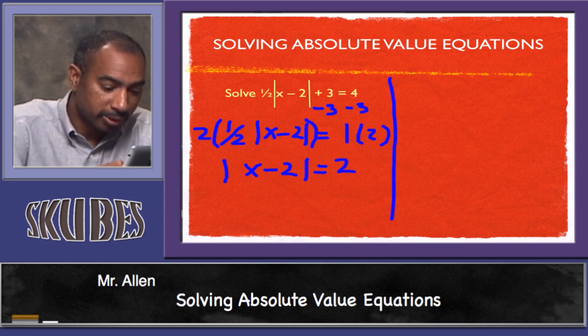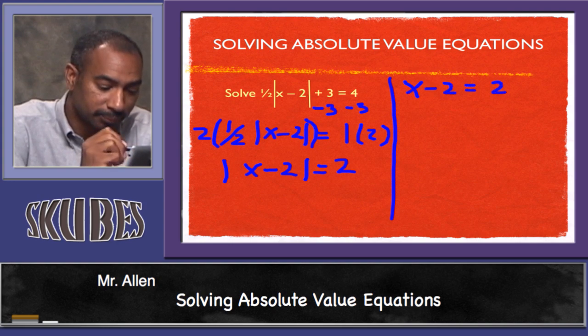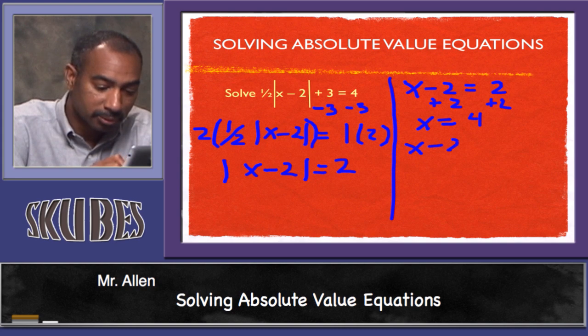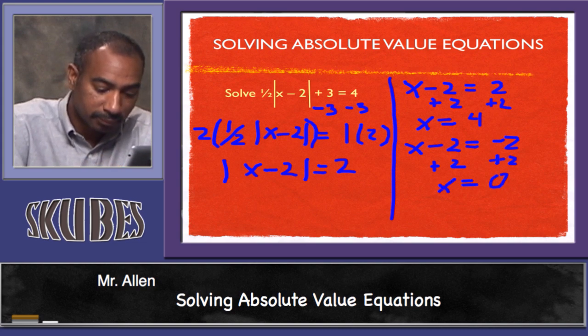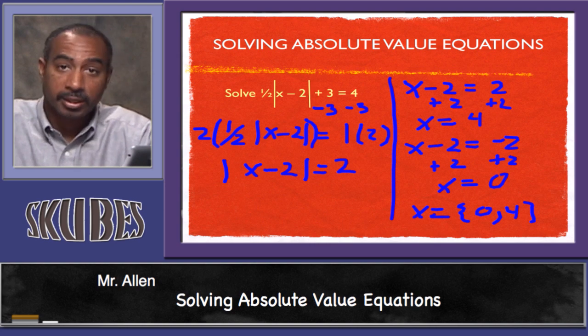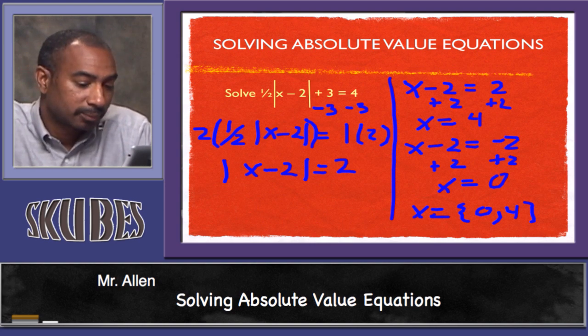And now I have two equations I must solve. I get x minus 2 equals 2. If I add 2 to both sides, x has to equal 4. And the other equation is x minus 2 equals negative 2. If I add 2 to both sides, I get x equals 0. So x equals 0 and 4 are the only two numbers that satisfy that absolute value equation.